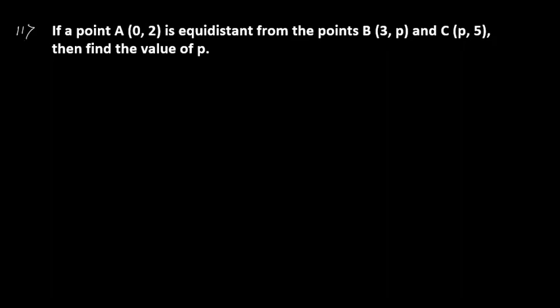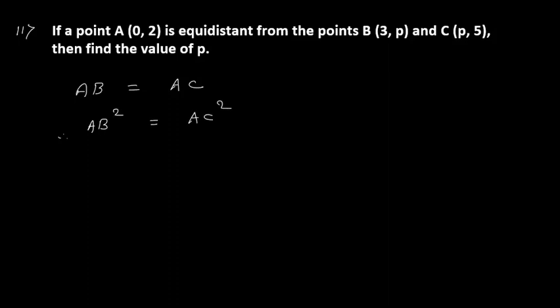A is equidistant from B and C. Okay, so that means AB equals AC. Point A is equidistant from points B and C, so AB equals AC. Therefore you can say that AB square is equal to AC square.